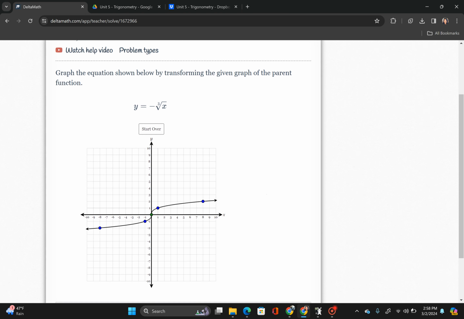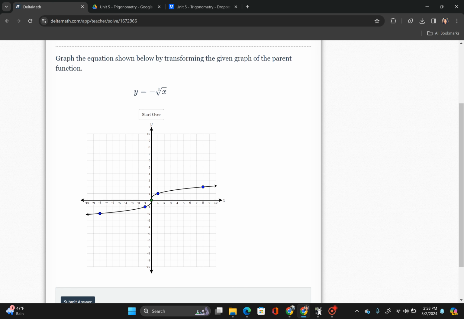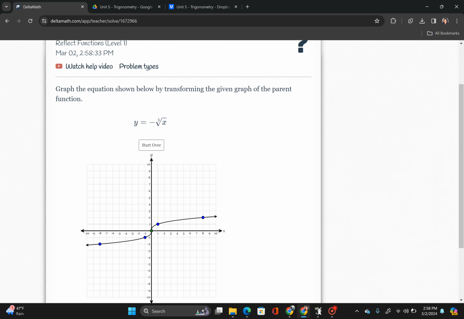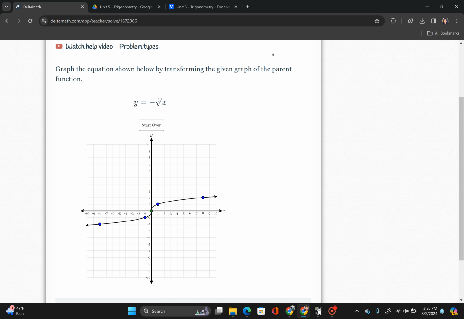So it says graph the equation by transforming the given graph of the parent function. So we have our parent function here, and then there's a negative sign on the outside, which means that it's going to get reflected over the x-axis. So this is just going to literally get flipped. Do you see what I just did? It's going to get flipped along the x-axis.